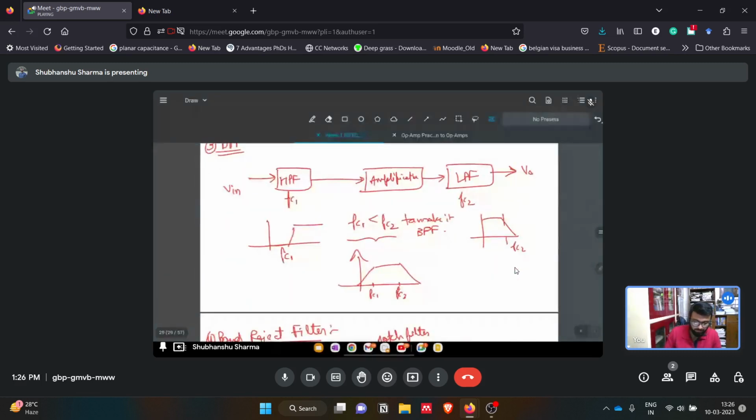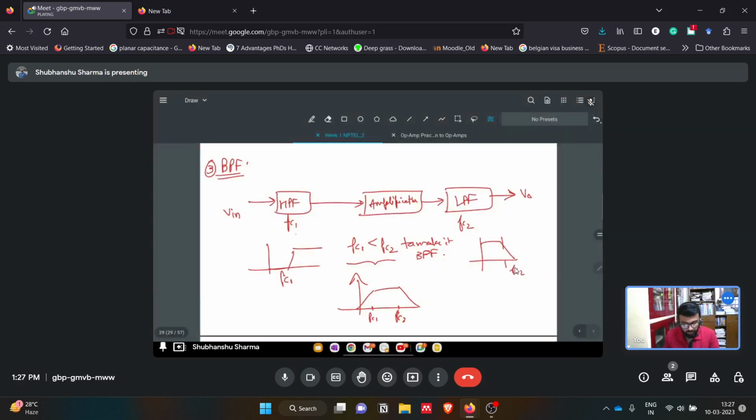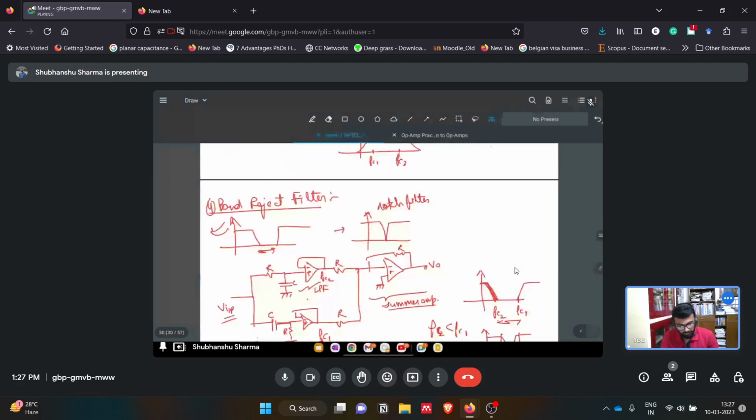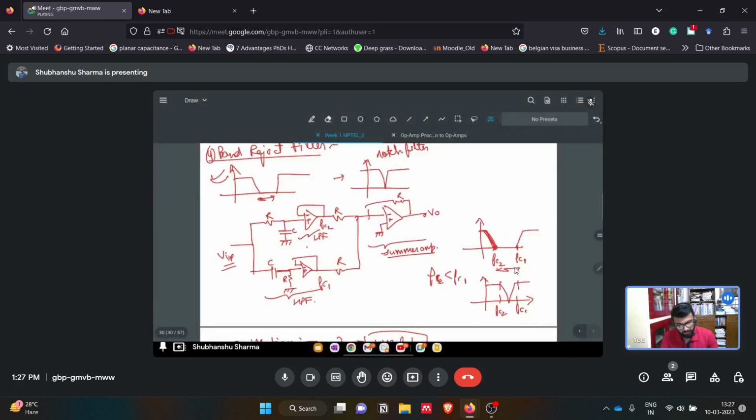Then there was the band pass filter, which we can realize by simply varying the magnitude of FC1 and FC2, the cutoff frequencies of the high pass filter and low pass filter. Then we talked about the band reject filter, where the low pass filter frequency will be less than the high pass filter frequency. This is the high pass filter. This is the low pass filter.